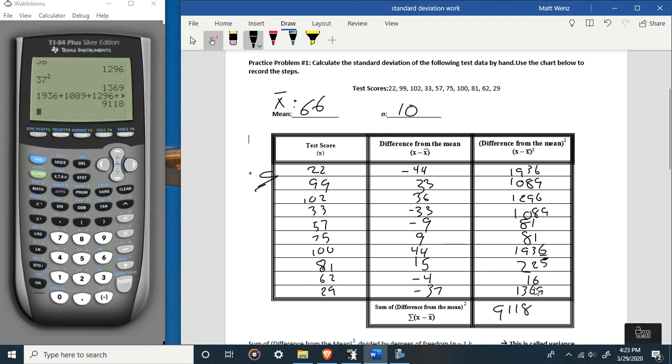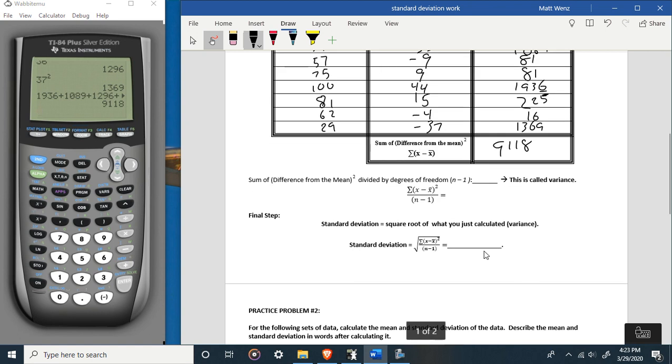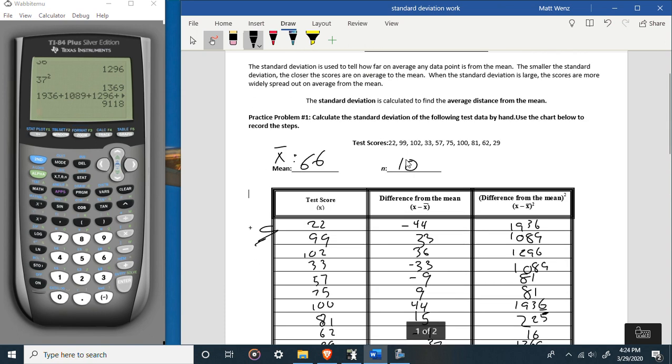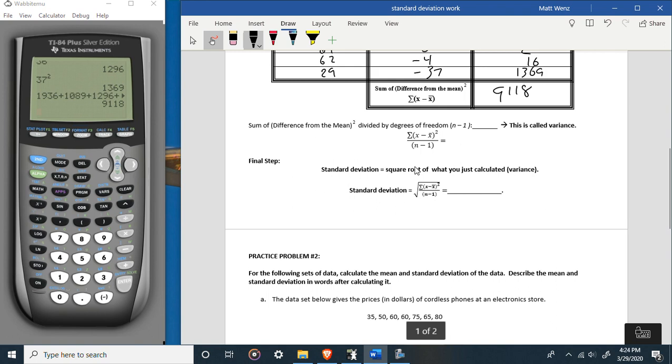9,180. All well and good, right? Okay. Now again, this big fancy symbol right here just means add them up. So we've just found that. So, sum of the difference from the mean divided by the degrees of freedom. All you have to do to find the degrees of freedom is take this number and subtract 1 from it. So what's 10 minus 1? Probably the easiest question on this call, it's 9.